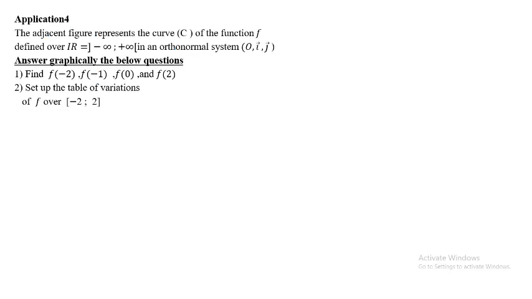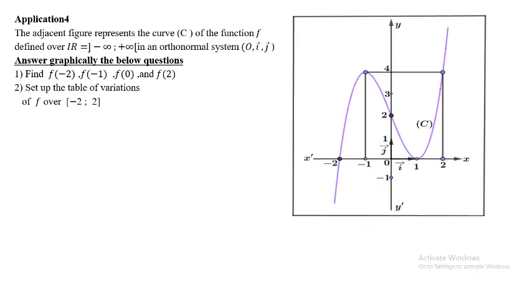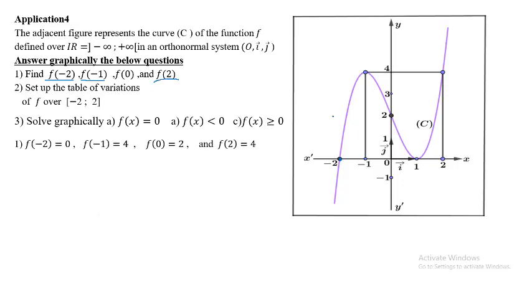Now application number 4. The adjacent figure represents C, the graph of the function f, as shown in the figure. What is required is to find f of minus 2. F of minus 2 equals 0. For f of minus 1, f of minus 1 equals 4. F of 2, it is very clear, f of 2 equals also 4.